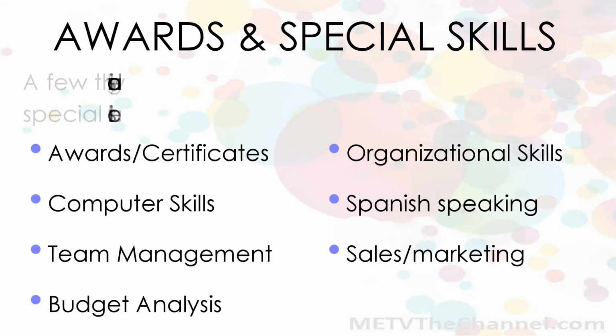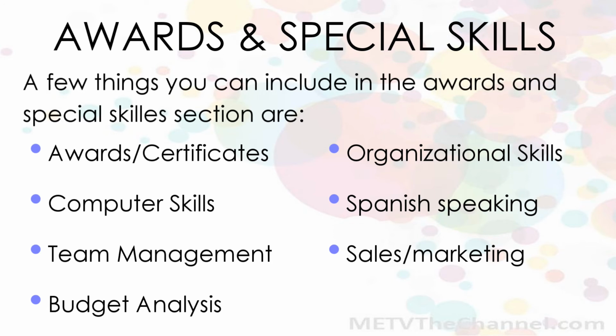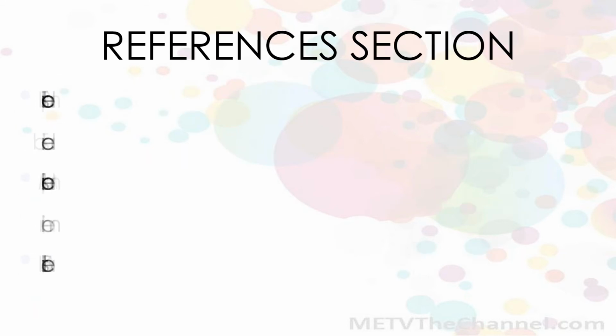The fifth section is an optional one. If you haven't completely incorporated your skills under your work experience, you can include them under the awards and special skills section. You can include awards and certificates that you've received, or special skills like organizational skills. You can include a language that you speak, or you can include specific skills to the job that you are looking for, like computer skills, team management, sales and marketing, or budget analysis.